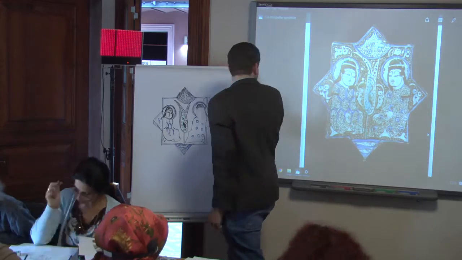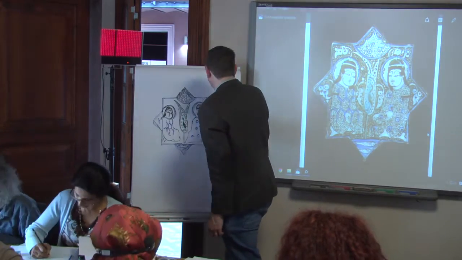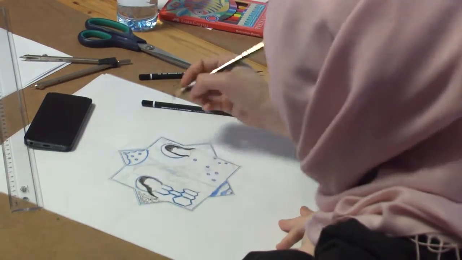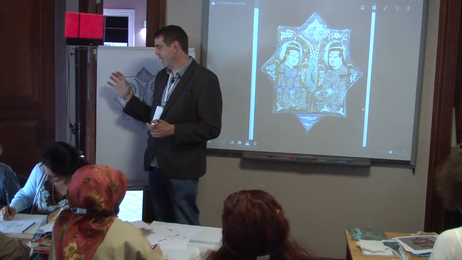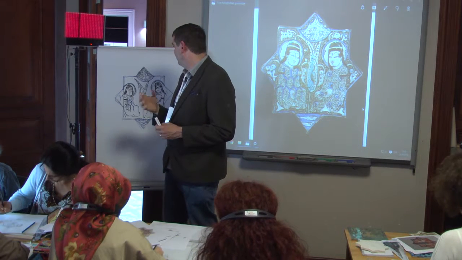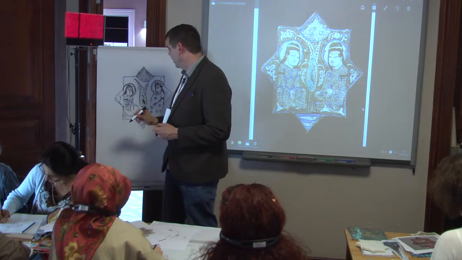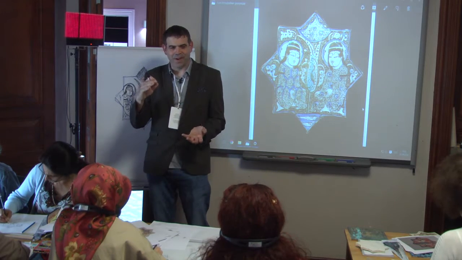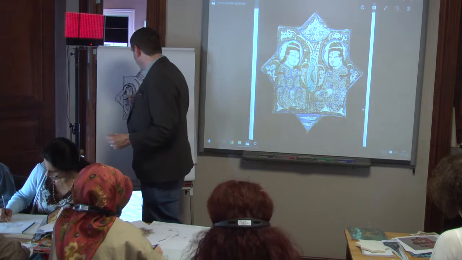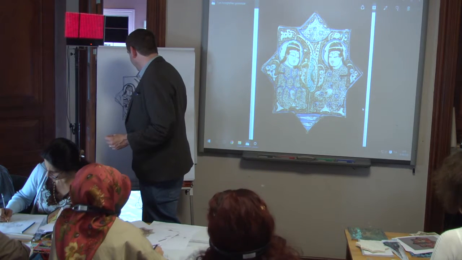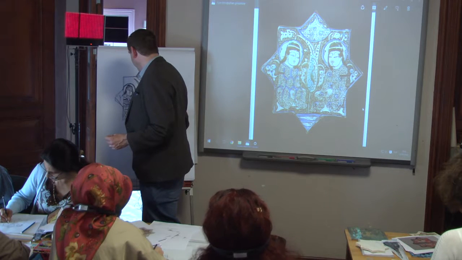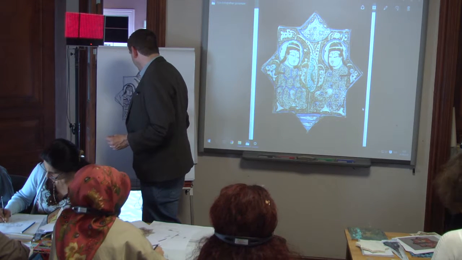For me, the eight-pointed star is the perfect geometric construction for this type of composition. There's something about this method of painting and decorating. It doesn't work so well on the square shape, but with the eight-pointed star, you get that harmony. The total harmony of color, shade, light.